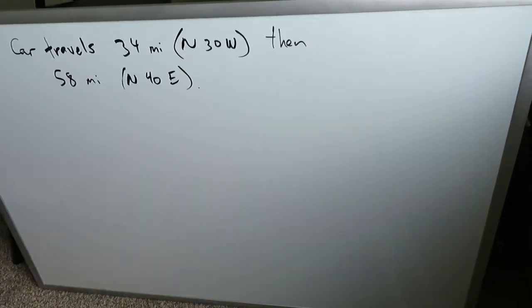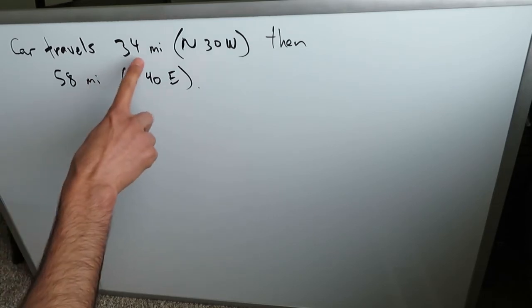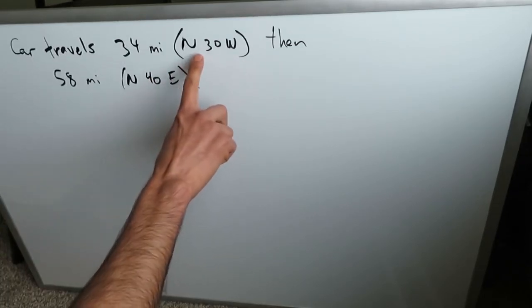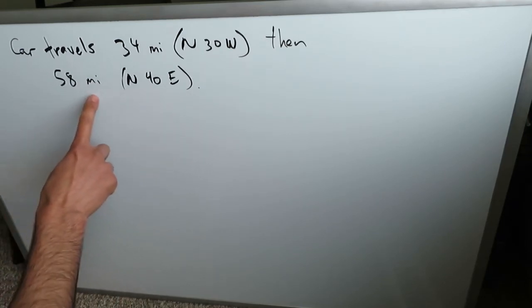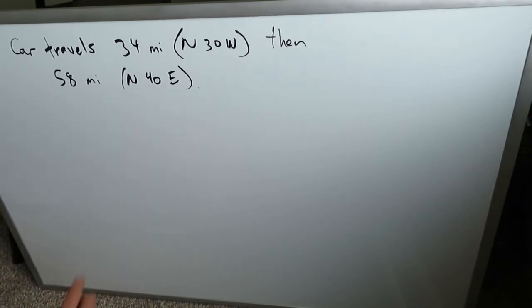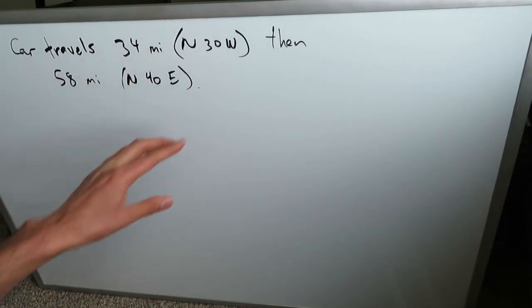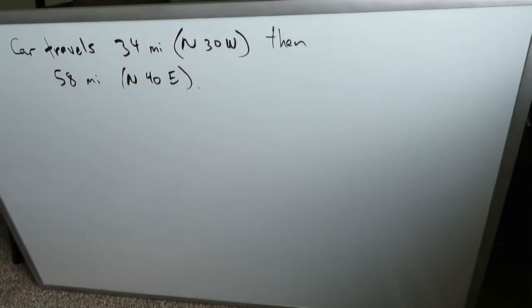So now look at this question over here. This question will involve non-collinear vectors to determine the final displacement of this car. A car travels 34 miles in this direction, north 30 degrees west, then it stops, and then it does an additional 58 miles north 40 degrees east. Of course, all of this is hypothetical. You can never travel in a straight direction infinitely. There are always obstacles along the way, but this is just for the process of learning.